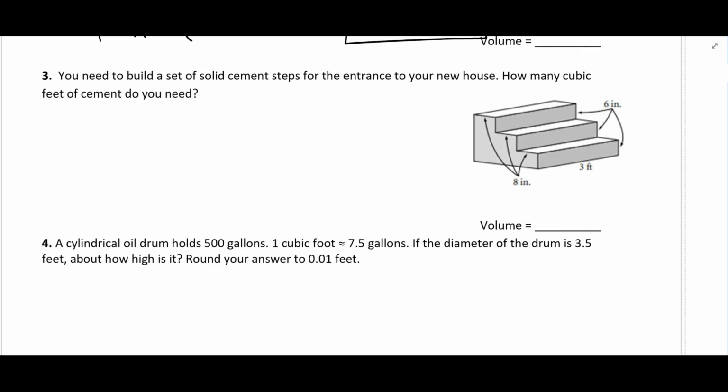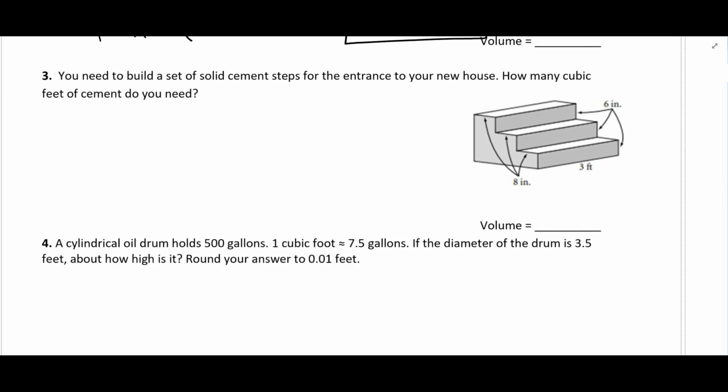In this video, we're looking at another volume application problem. We're going to look at number 3 here in section 10.4. So you need to build a set of solid cement steps for the entrance to your new house. How many cubic feet of cement do you need?